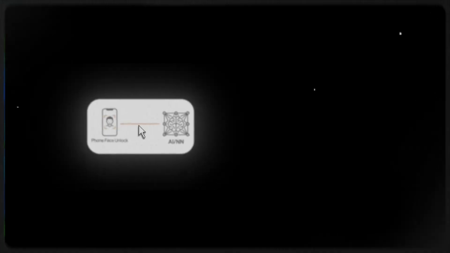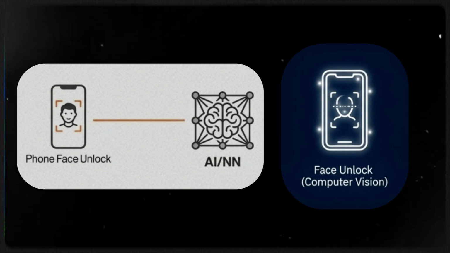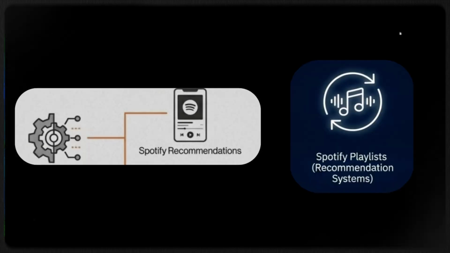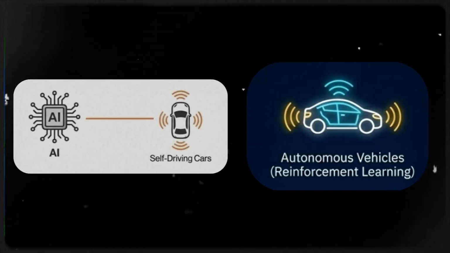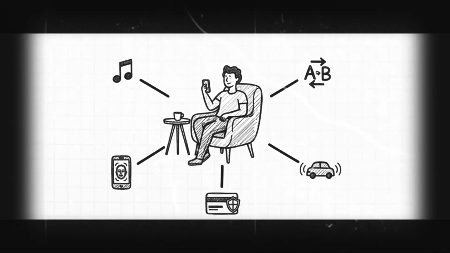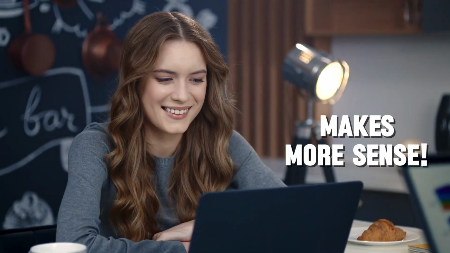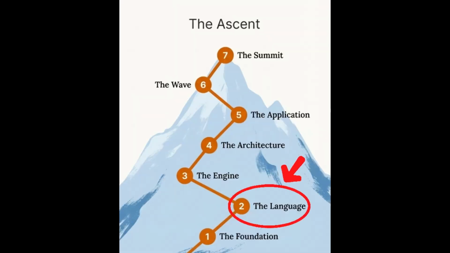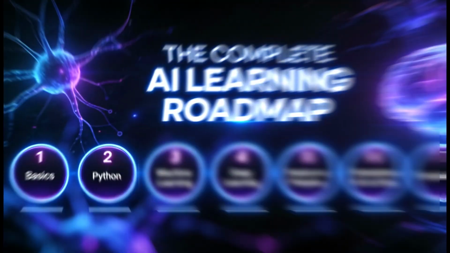Real-world use cases? AI is everywhere. It's in your phone's face unlock, computer vision, in Spotify recommendations, recommendation systems, in Google Translate, natural language processing, in self-driving cars, reinforcement learning, and in fraud detection at banks, anomaly detection. Once you understand what each type of AI does, you'll start seeing it everywhere, and suddenly, the world makes more sense. So once you are done with it, move into the next step, which is Step 2.